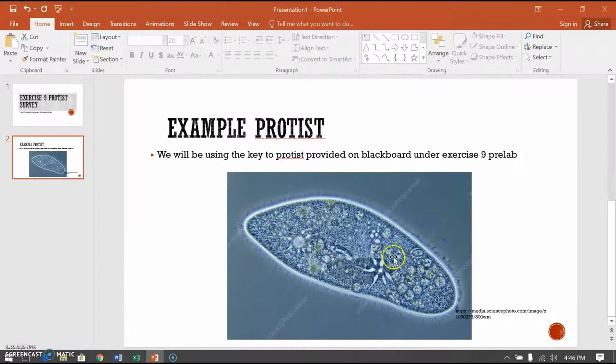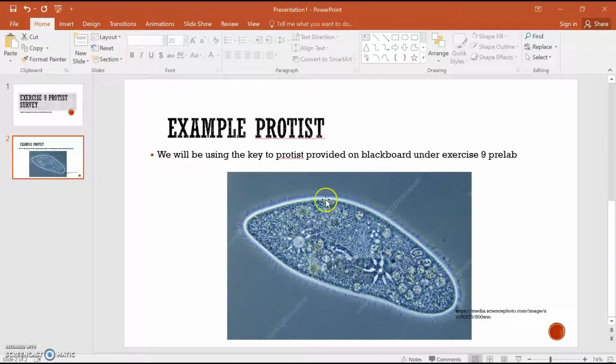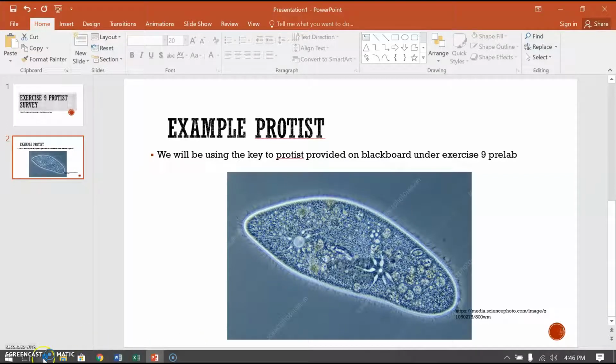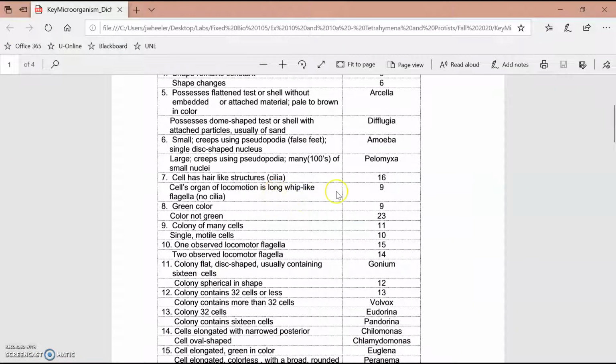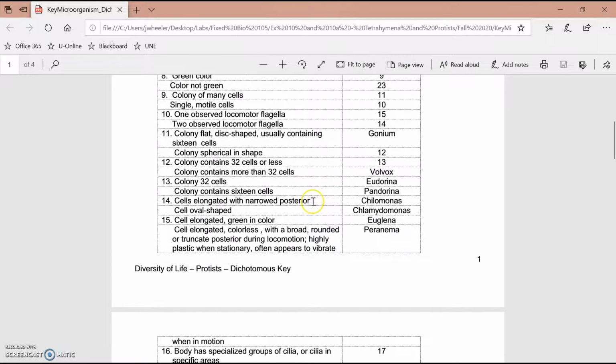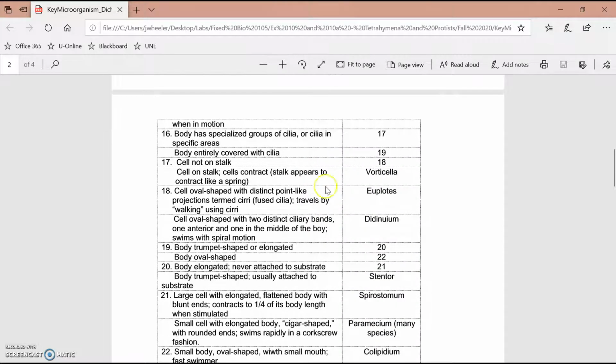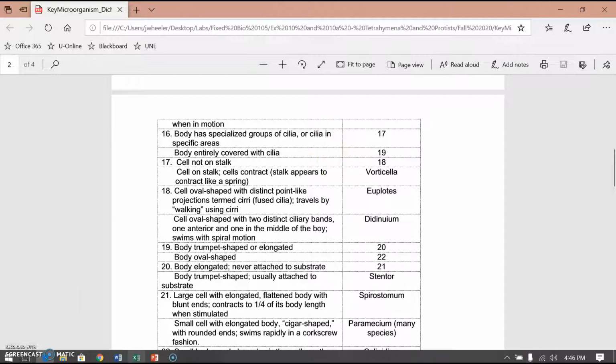So we go back to our picture. You can see that there's this sort of halo here. That is all a bunch of cilia, right? And those are going to wave in the water and push it around. There's no single flagella. So if we go back, the structure is hair-like, covered in hair-like structures. That tells us to go to number 16. So we go down to here. Body has specialized groups of cilia, or cilia in specific areas, or body entirely covered in cilia.